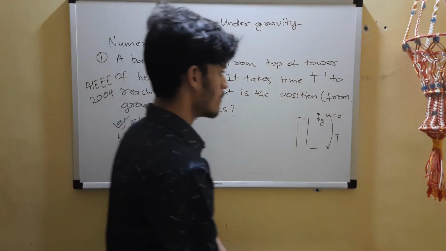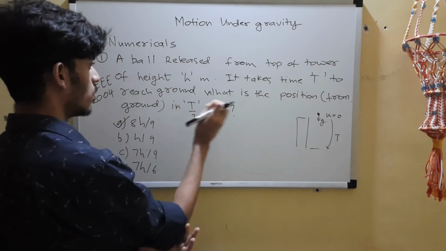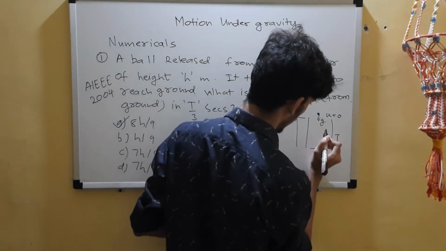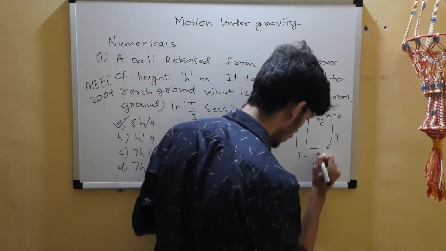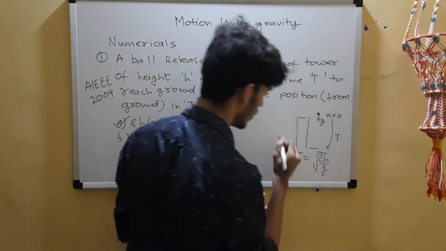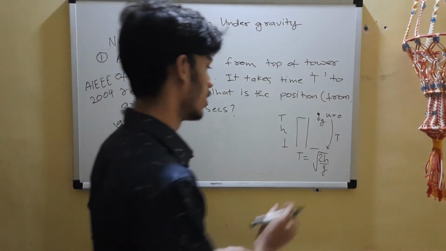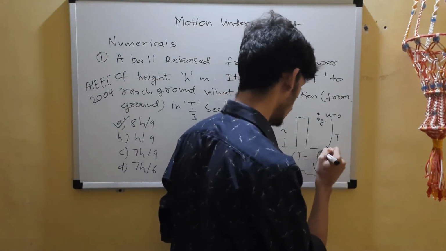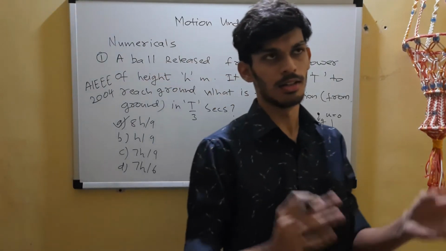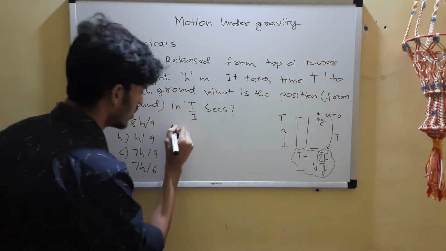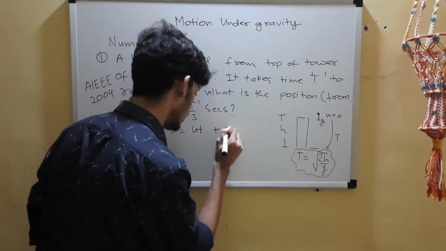Now you want to find the position when it's 1/3 of that time. First, this time we already know to be under root 2h by g. This is h, right? And we are substituting the magnitudes only. We know something about the time under root, so we'll keep that separate. Now we are asked to find the displacement or the distance. Here it's the same since the ball is not changing its direction. So ut plus half at square we will use directly.